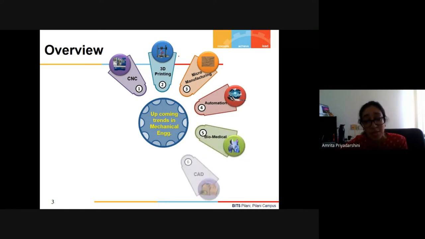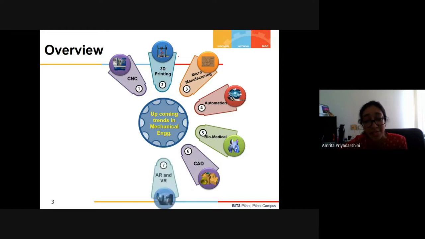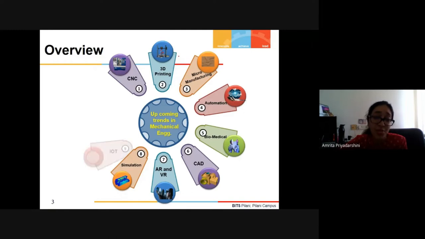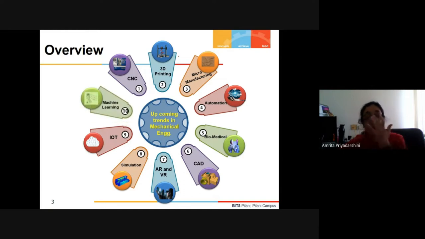biomedical. Then we have CAD. Then AR and VR. Simulations, IoT, which is a buzzword nowadays for Industry 4.0, and machine learning. So you can see how we have progressed and what the current need is. These are the things we have to know if we want to be aligned with the revolution that is happening. In the third, certainly automation and digitalization came, which means computers.